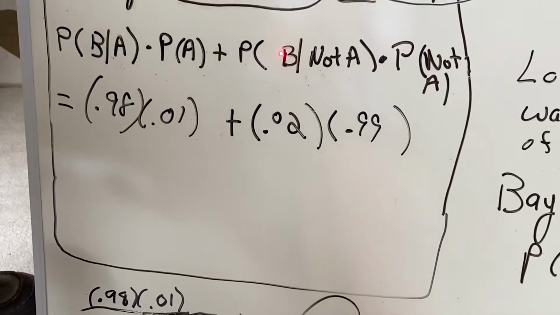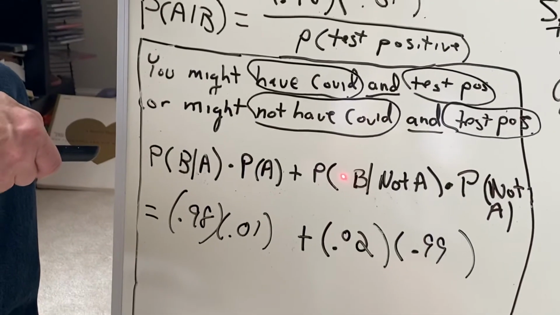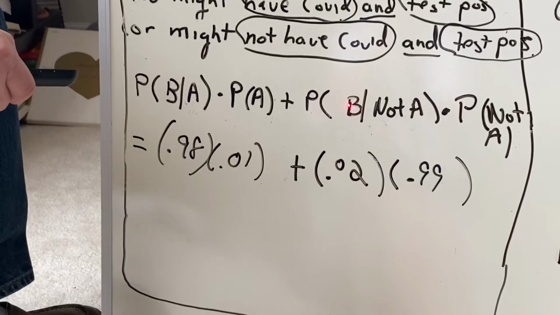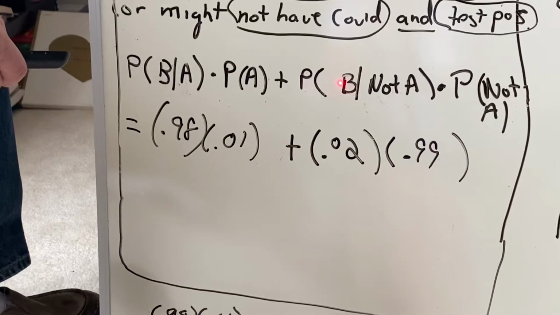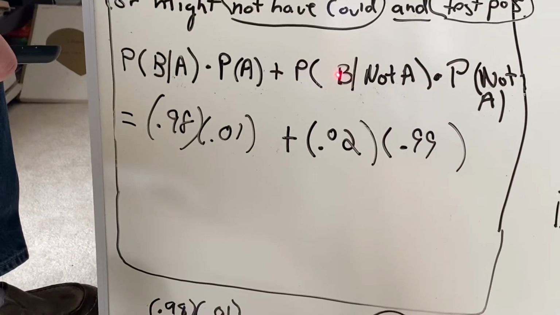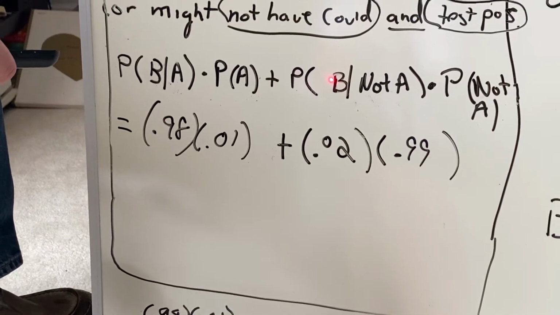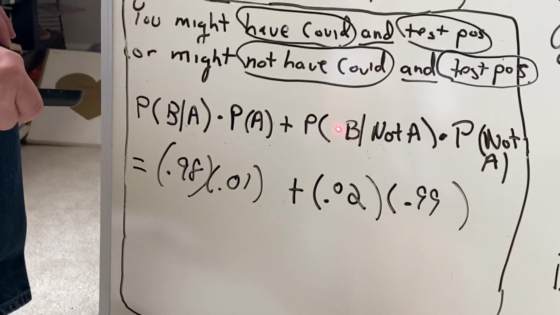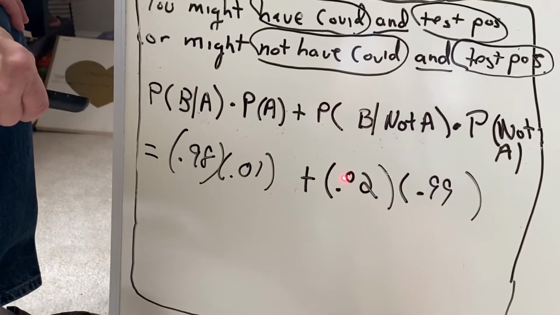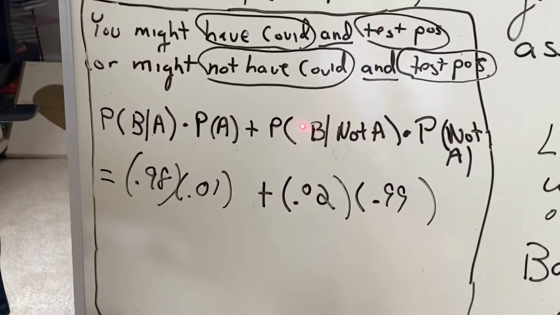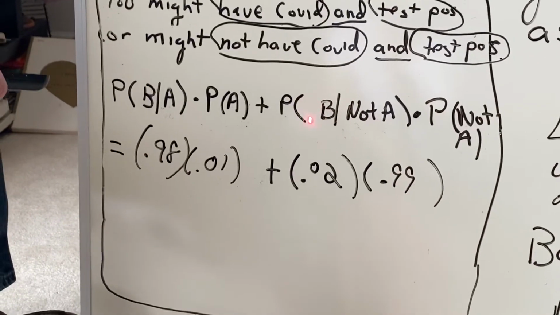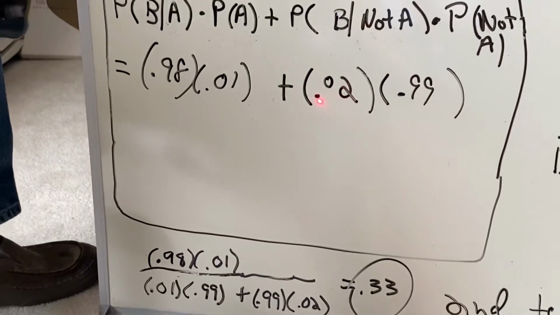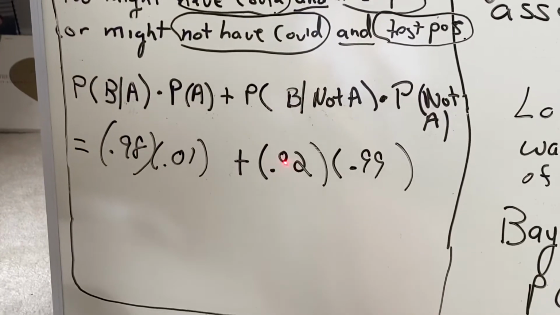What's the probability of B given not A? Well, again, let's go back symbolically. That's the probability of testing positive given that you don't have COVID. Well, the specificity we said earlier, the probability of getting a negative given that you don't have COVID, is 98%. So then the probability of getting a positive given that you don't have COVID must be 2%, right? Because if you're getting a negative 98% of the time, you're testing positive 2% of the time. So it's just 1 minus 0.98, that's 0.02.